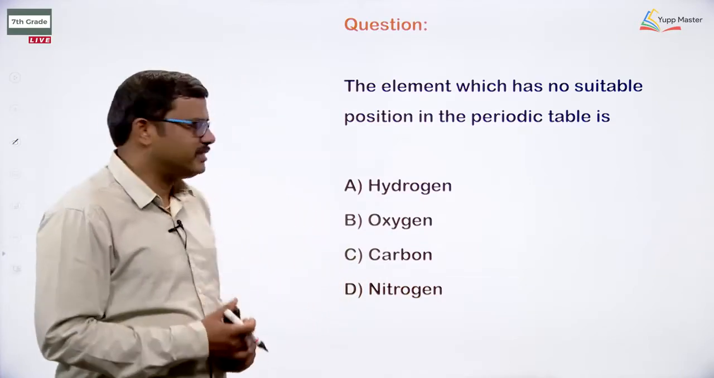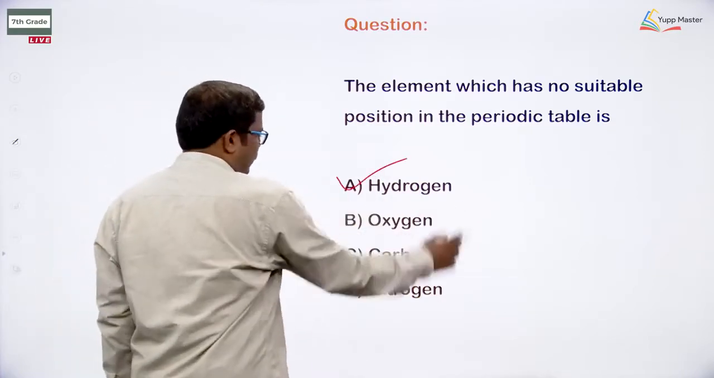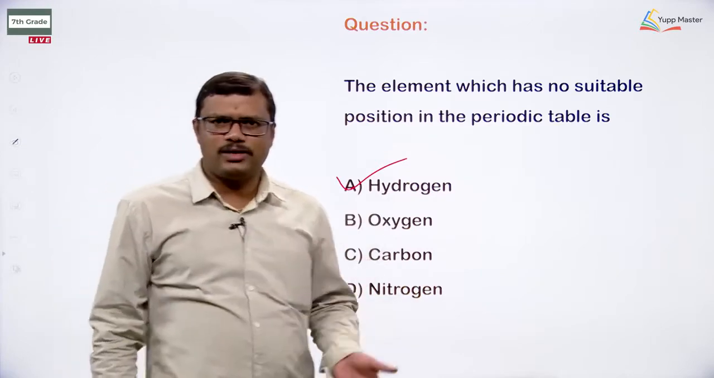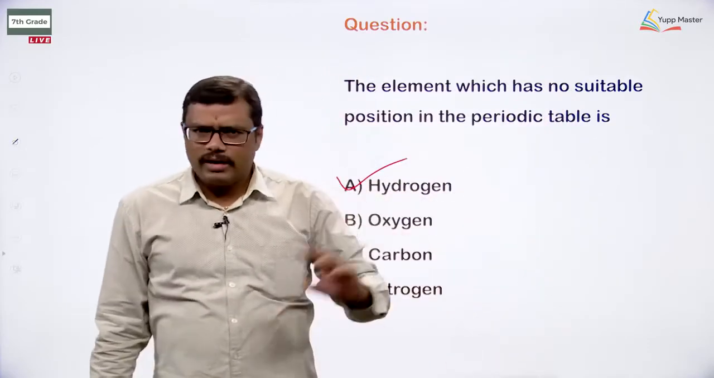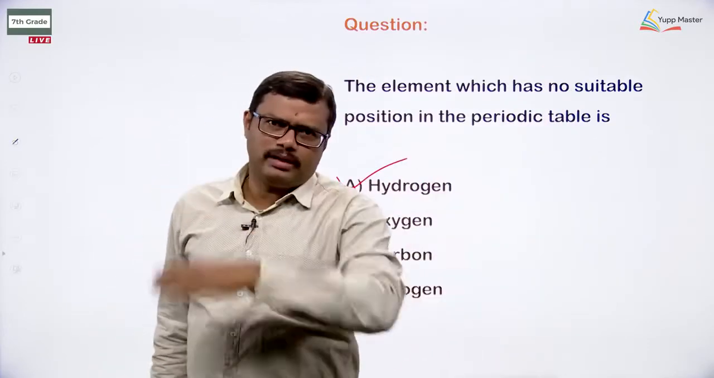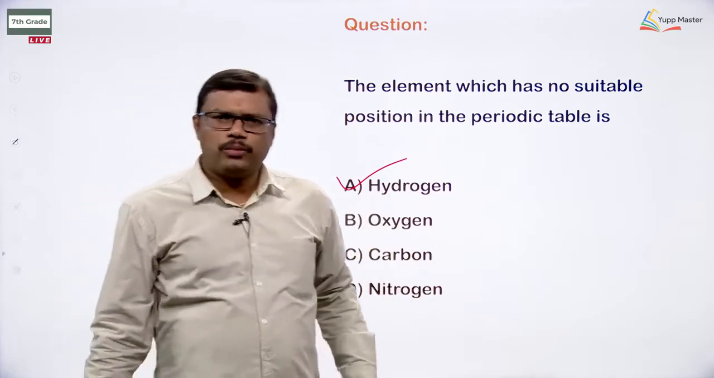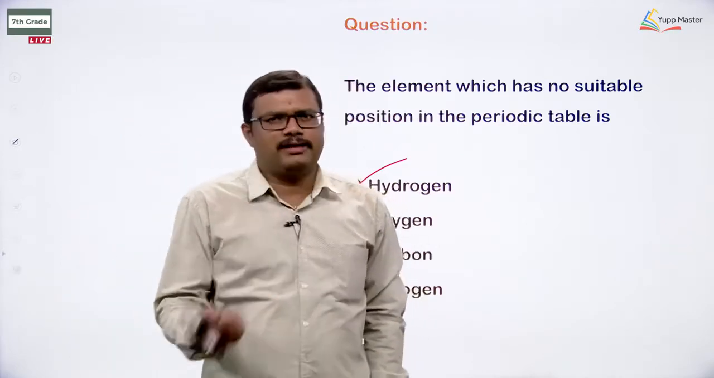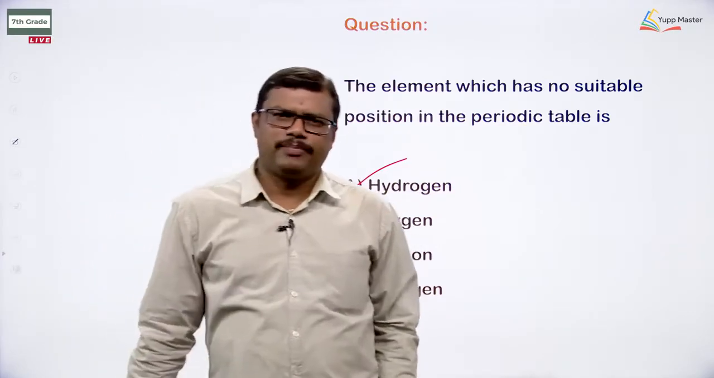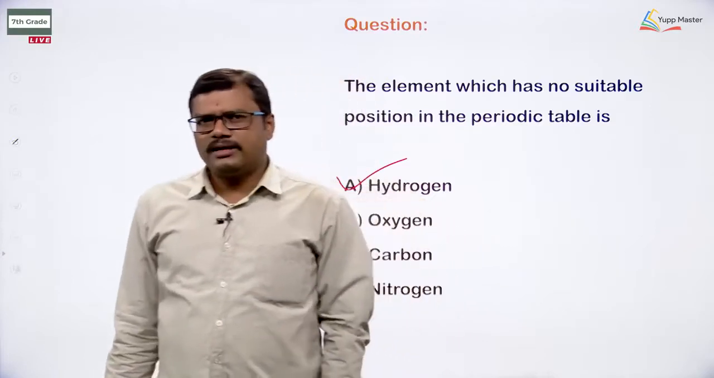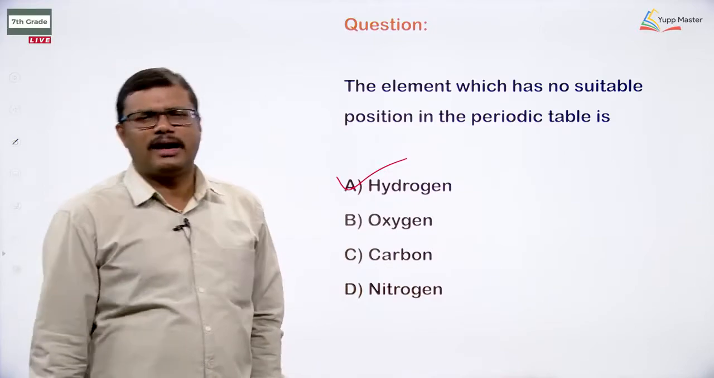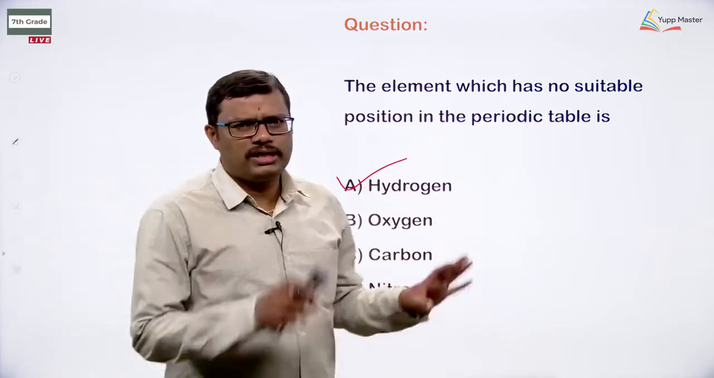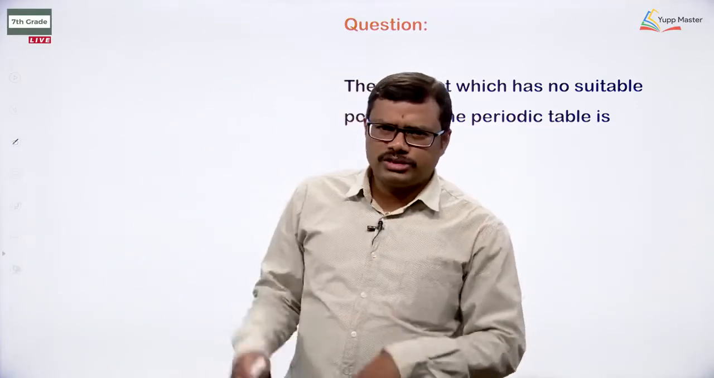Can you guess? Yes, it is hydrogen. Hydrogen's position is not exactly known. It is kept at the first position, the first row as well as the first column, but it can also be located in the 17th group as well, which we are going to discuss in our periodic table topic. Okay. So, the element which does not have a suitable position in the periodic table is hydrogen. Oxygen, carbon, nitrogen have a suitable position, and they are sitting exactly where they are supposed to be.